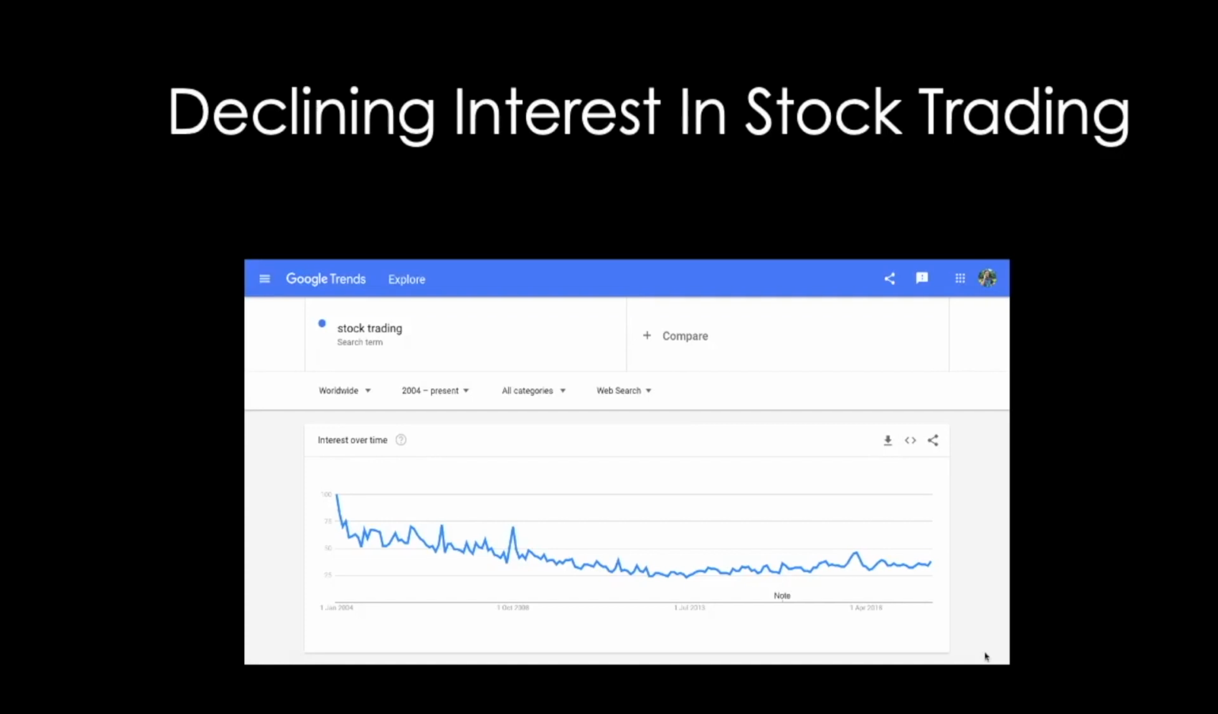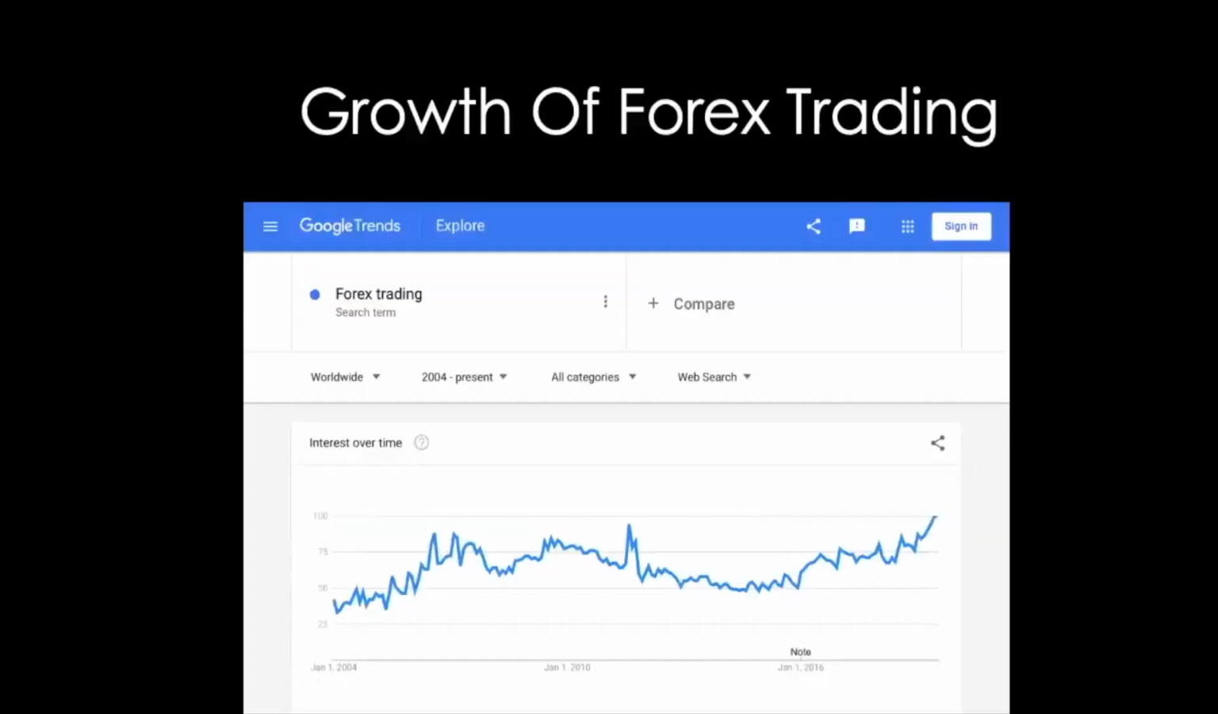So I dived deeper into it and went into another asset class, which was Forex. And that's the graph I found. Completely different from the graph that you find for stocks and trading overall. The Forex trading interest has been growing, and it's at an all-time high right now. It's within the 100th percentile as we speak.